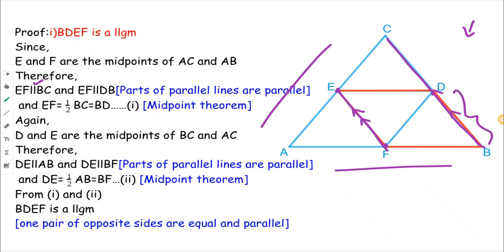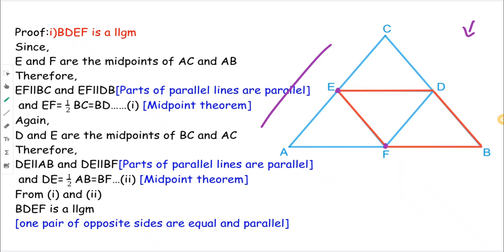Alright, so you can see here EF is parallel to BC and EF is parallel to DB. Parts of parallel lines are parallel, and EF equals half times BC, right? But this half times BC will be taken to be BD. Why? Because we need this side BD. Right, okay, and then now we'll go to the next.